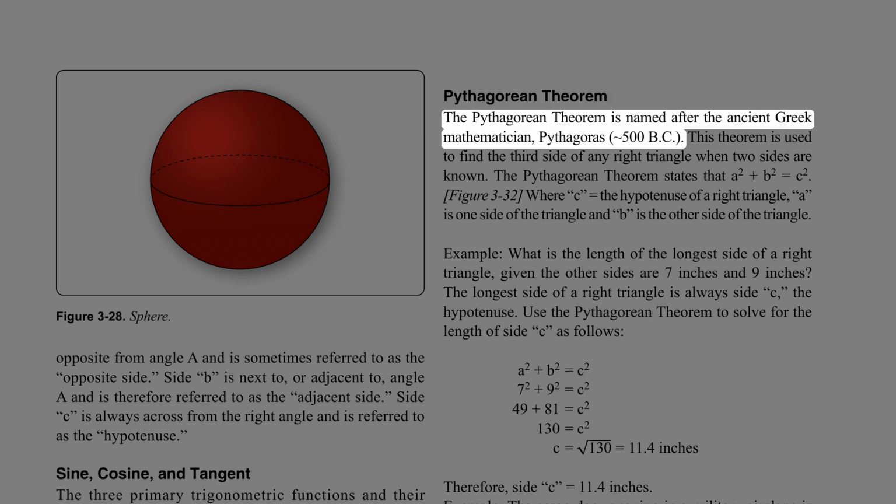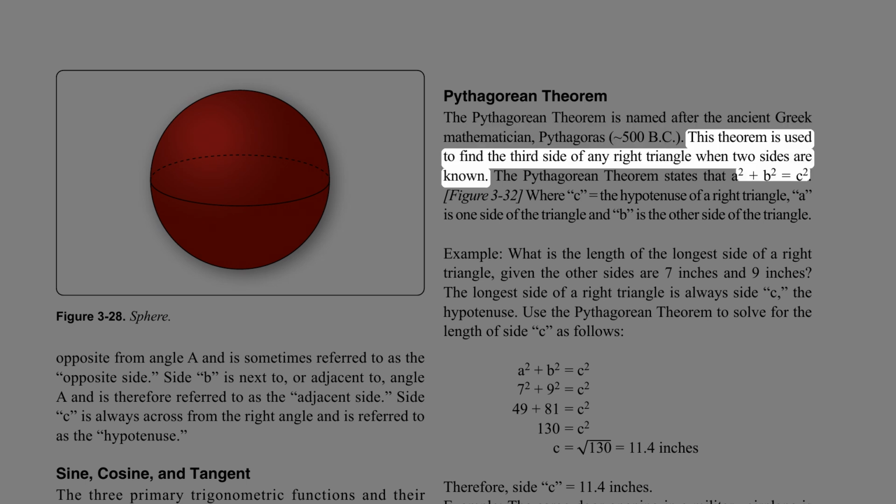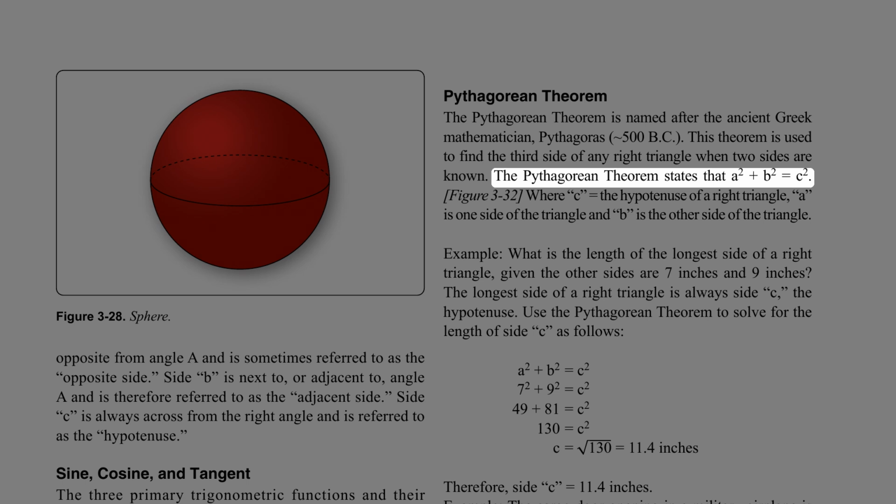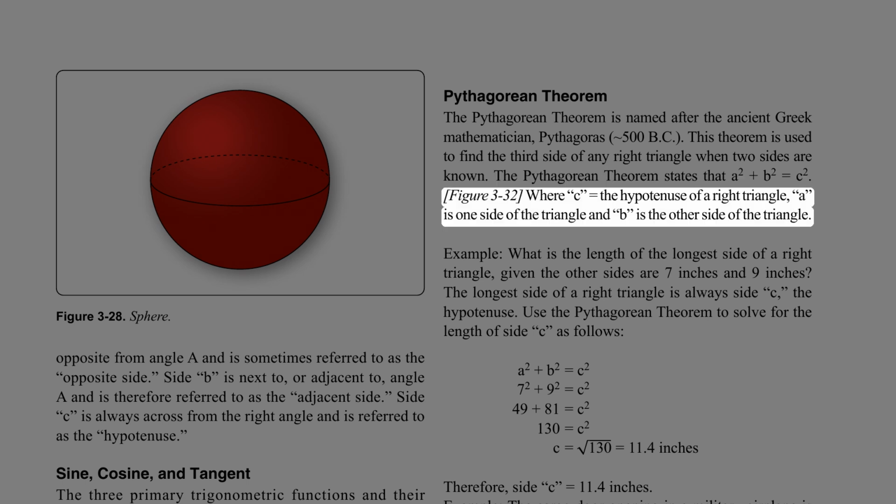Pythagorean Theorem. The Pythagorean Theorem is named after the ancient Greek mathematician Pythagoras, 500 BC. This theorem is used to find the third side of any right triangle when two sides are known. The Pythagorean Theorem states that a squared plus b squared equals c squared, Figure 3-32, where c equals the hypotenuse of a right triangle, a is one side of the triangle, and b is the other side of the triangle.